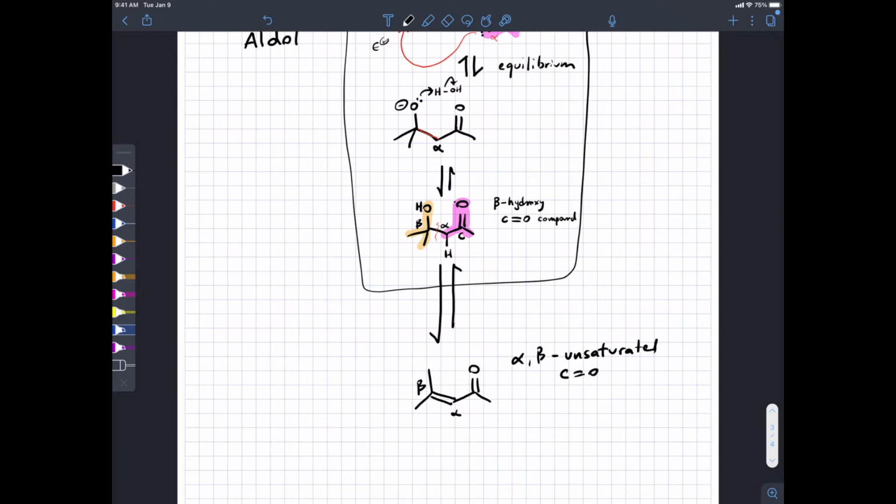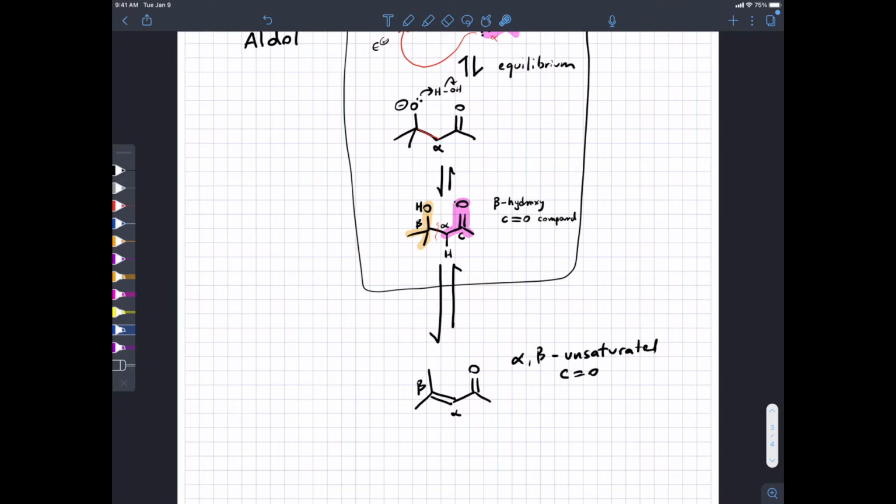I'm going to accept either option as a legitimate aldol product. So you're never going to have a situation where I say, which of these is the product of this reaction? And I give you both the beta-hydroxy carbonyl compound and the alpha-beta unsaturated one, because it's just both of them, right? I would accept one or the other or both.